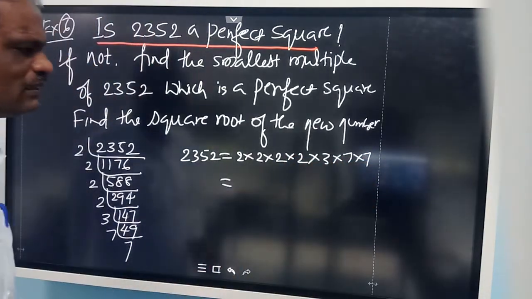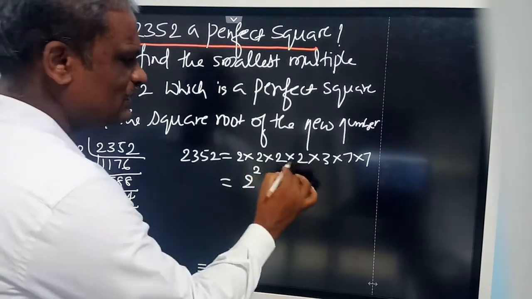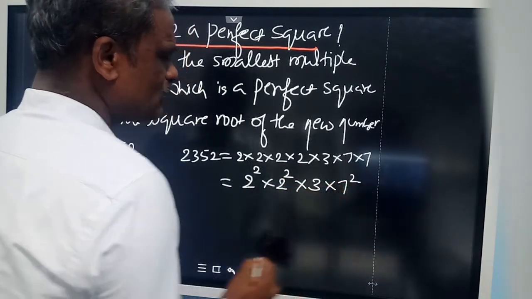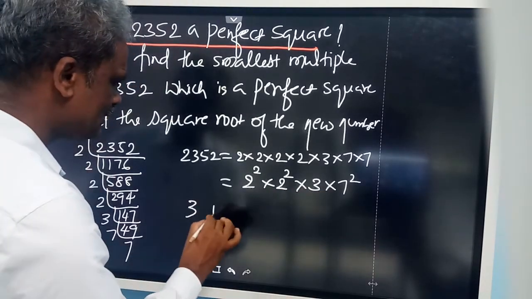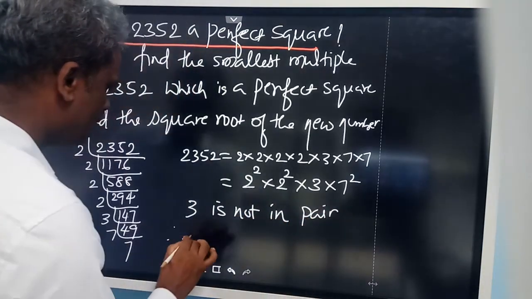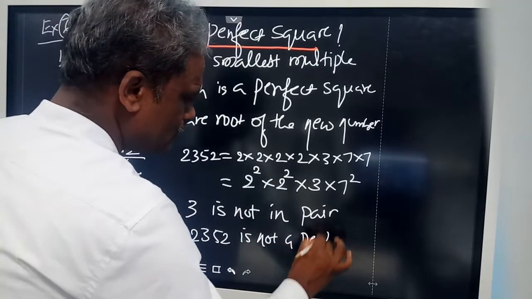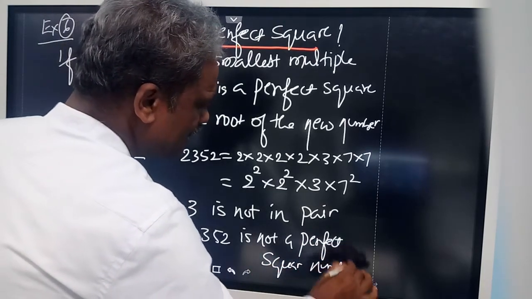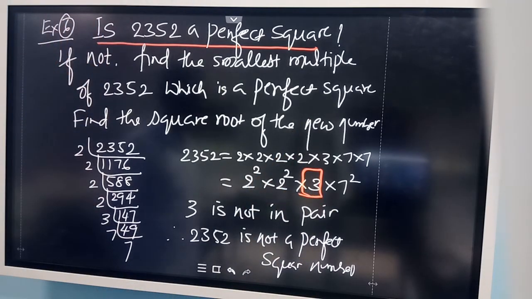If you write in the form of pairs as in square numbers, these two combined you can write as 2 square. These two numbers you can combine as 2 square. 3 is alone. This is 7 square. So all factors occur in pairs except 3. 3 is not in pair. Therefore 2352 is not a perfect square number, because this 3 is not in pair.